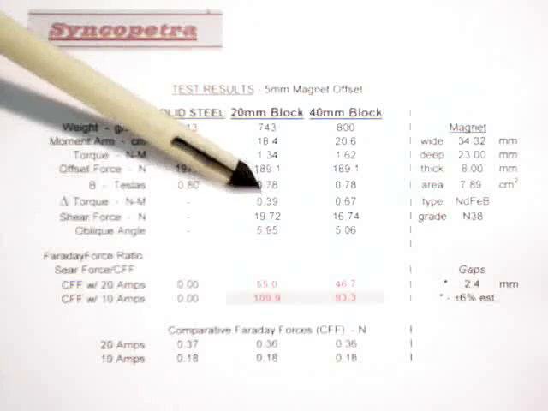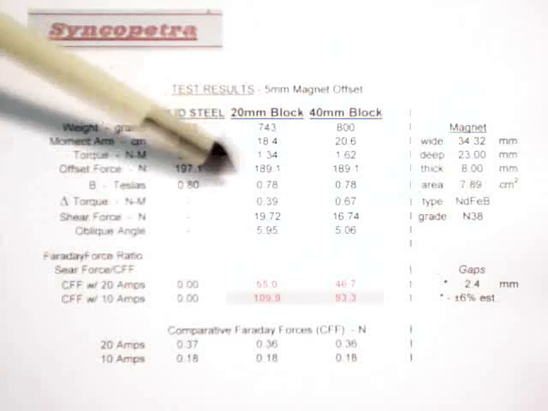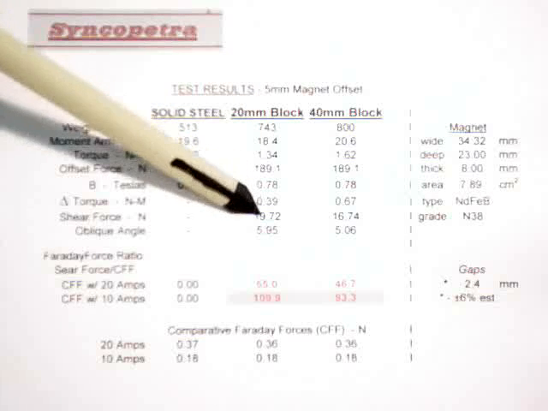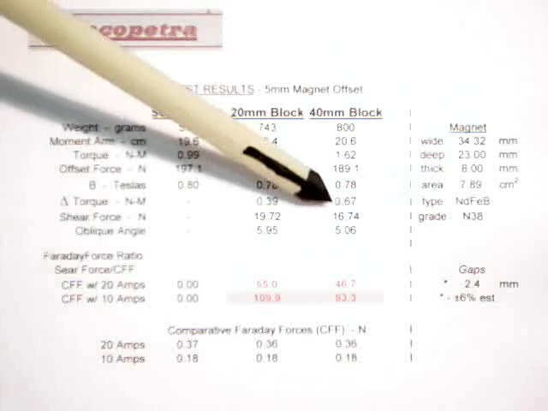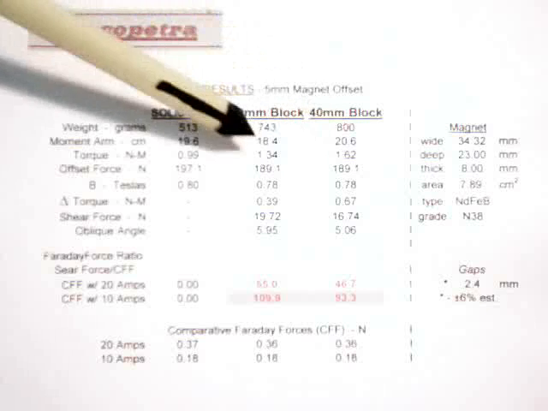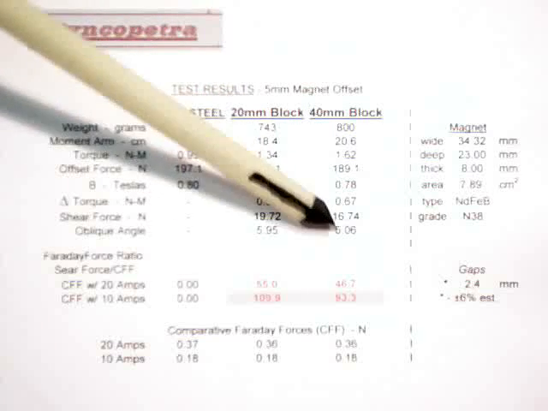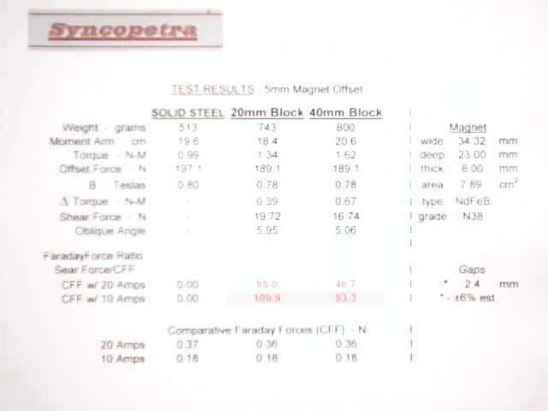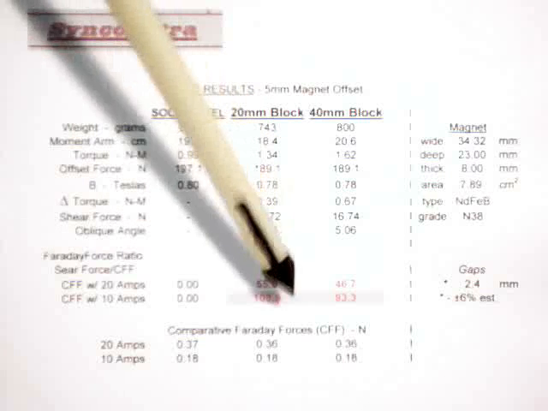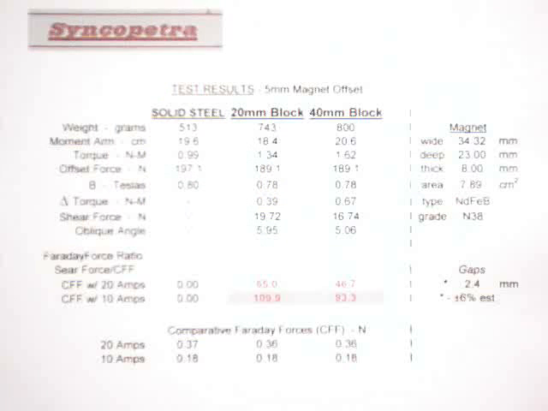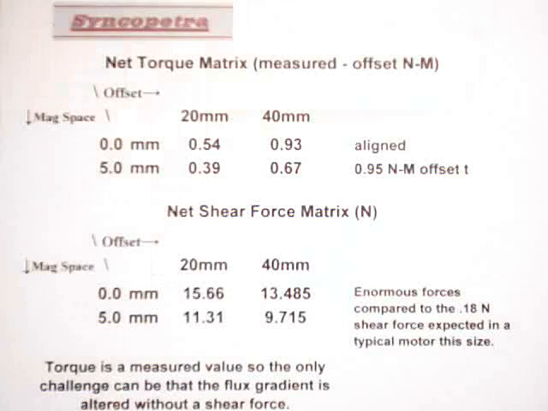Those increases in torque could come from shear forces of 19.72 newtons and 16.72 newtons, which would produce 6 degrees and 5 degrees of vector change from the magnet. These shear forces, you can see, are 100 times greater than what we'd expect from a Faraday motor. Let's look at some of the compiled data.